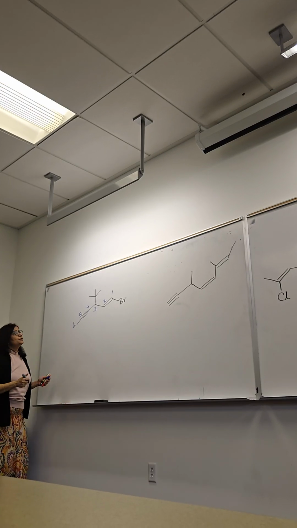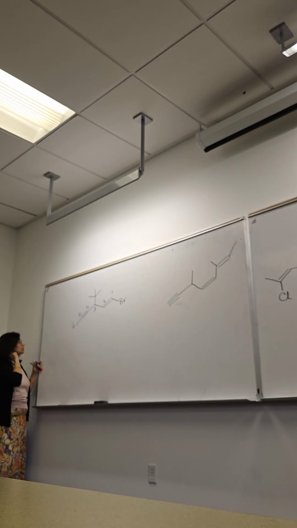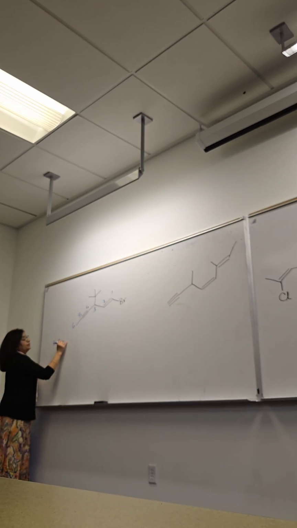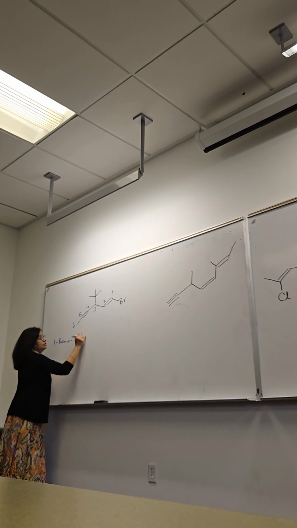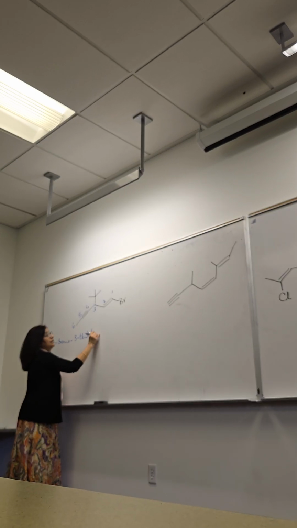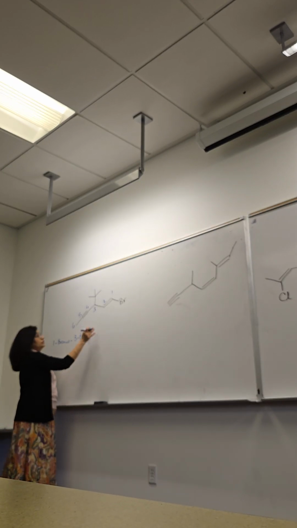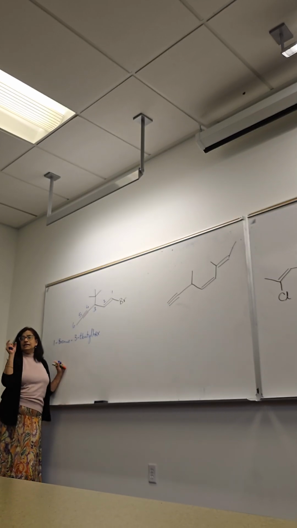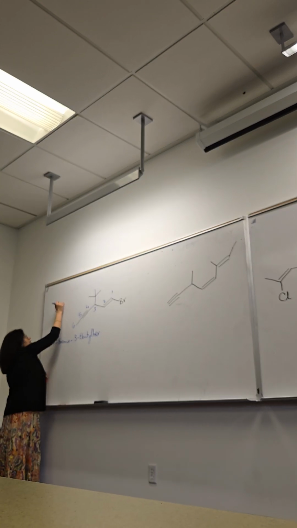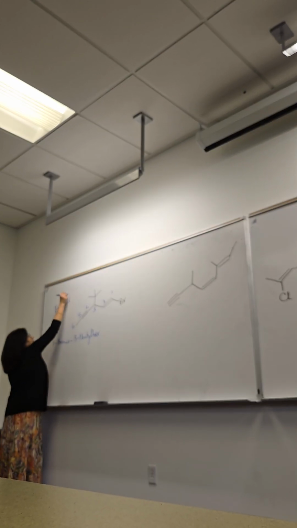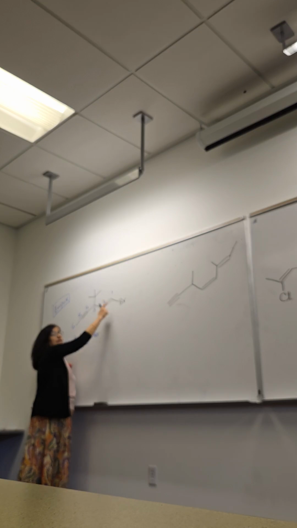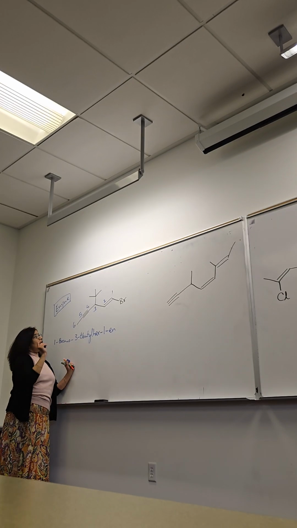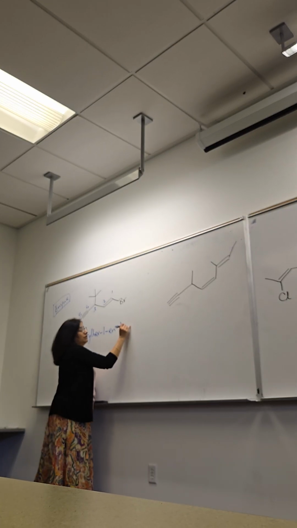Okay, groups. Who comes first? Bromo or tert-butyl? Bromo. Okay, so 1-bromo, 3-tert-butyl, right? And now the parent. So parent is what? Hex. It's an enyne. So what comes first? Ene. So what position is the ene on? 1. Then comes the yne. What position is the yne on? 4.